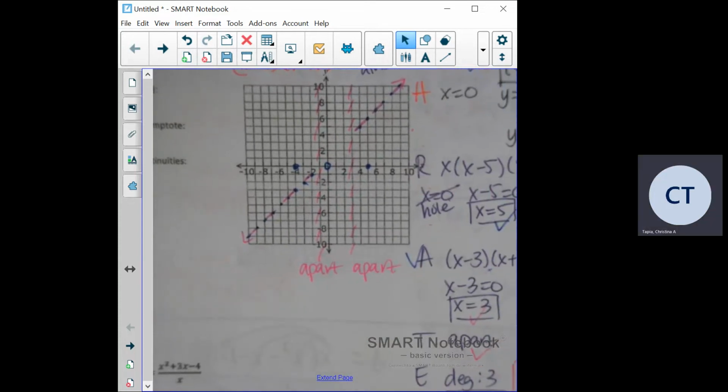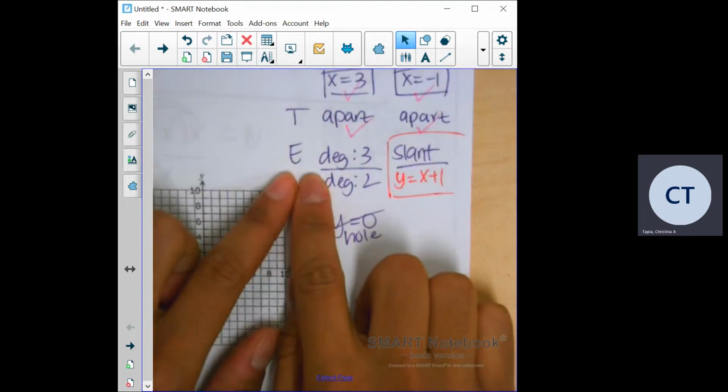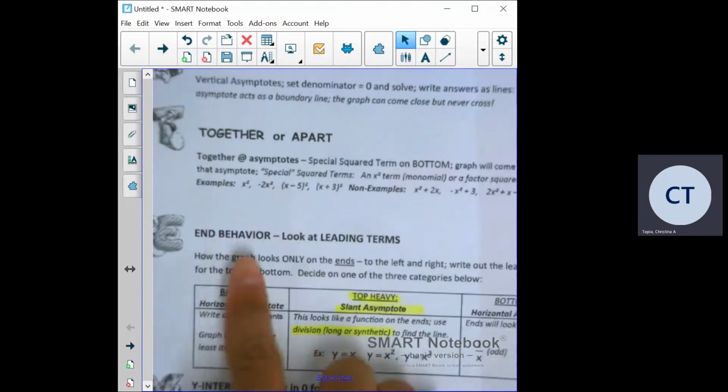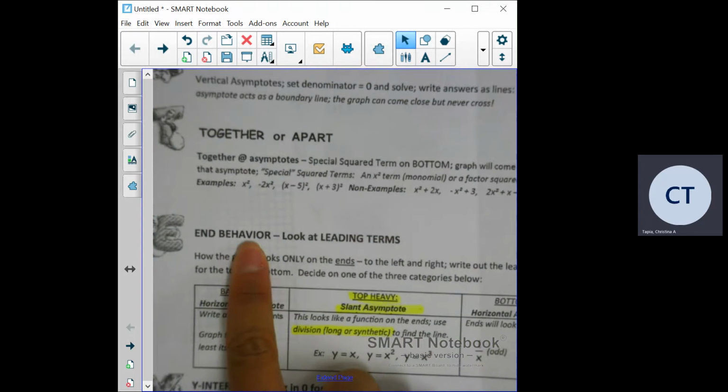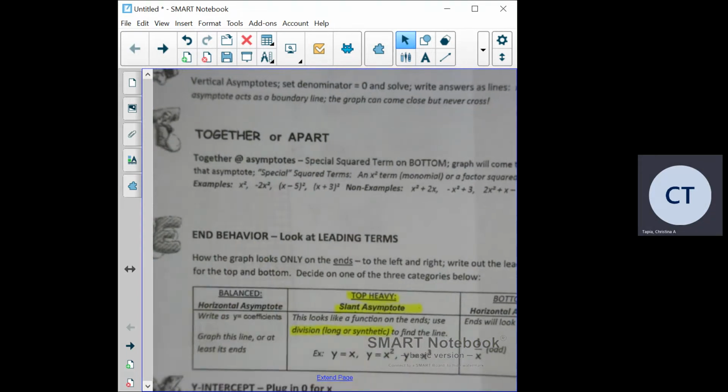We joined the middle. Because this is for the E part of your SHRATEY, and SHRATEY only defines what's happening to the ends of your graph. End behavior only affects the far ends, left and right of your graph. It doesn't affect what's happening in the middle. Is that okay?